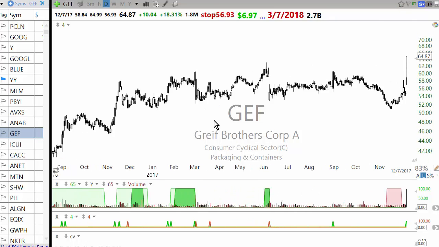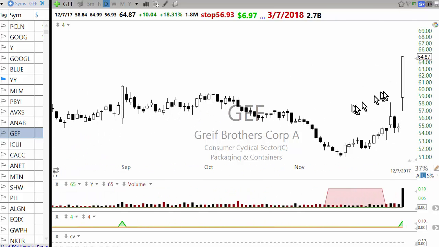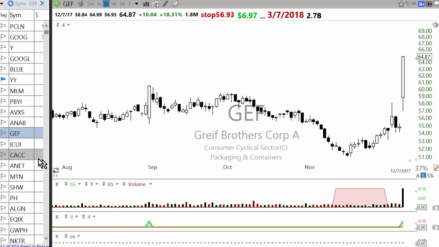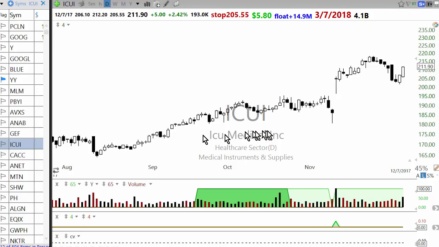Now the stock is breaking out on earnings. I don't see the earnings as something really great, but for whatever reason the stock was up, and that is not something I'm going to be looking at buying. ICUI is up 2 days in a row.